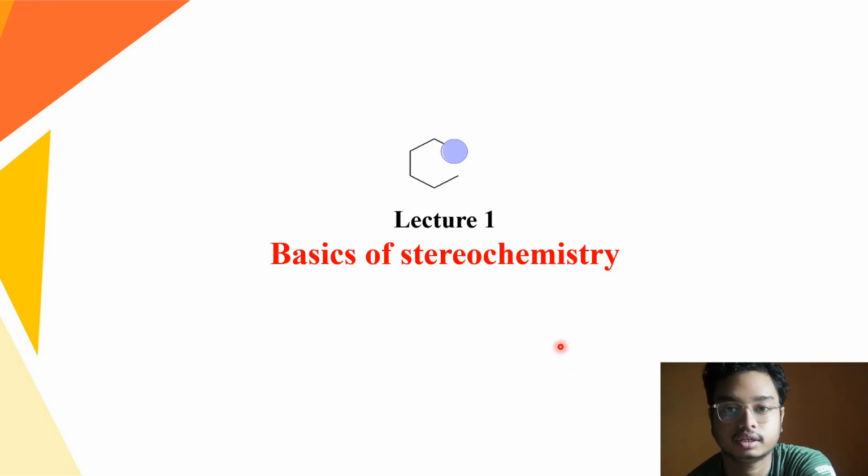And from the next video onwards, we are talking about lecture 1, that is the basics of stereochemistry. There we are talking about the history of stereochemistry and a general overview of isomers.